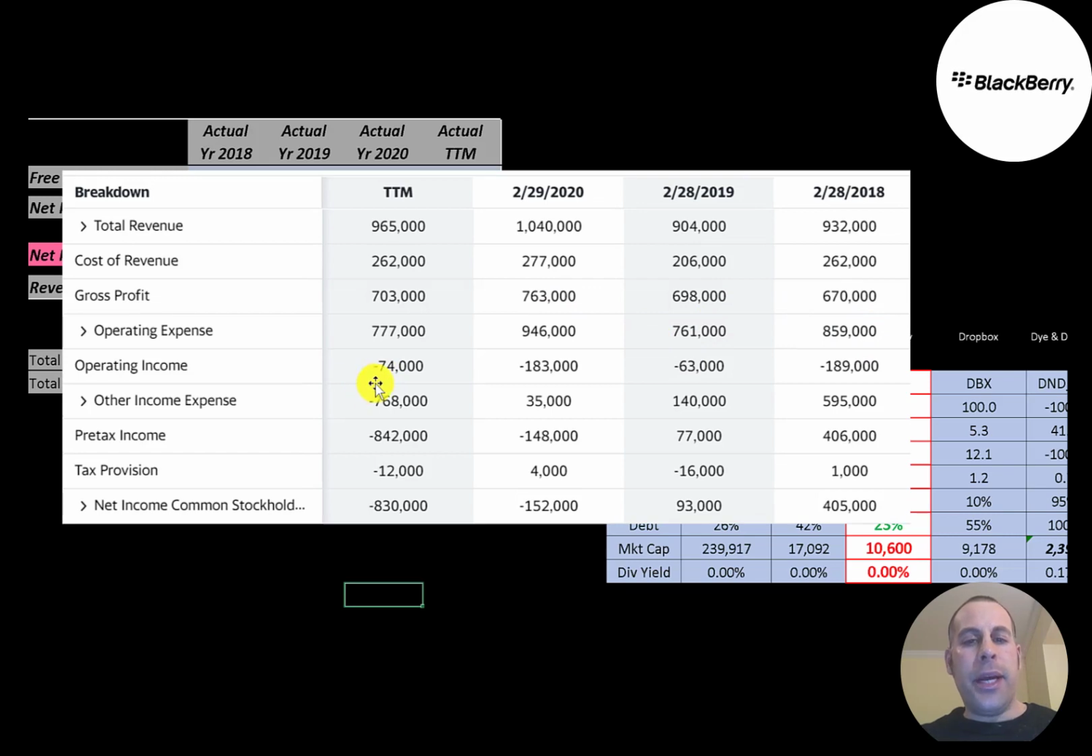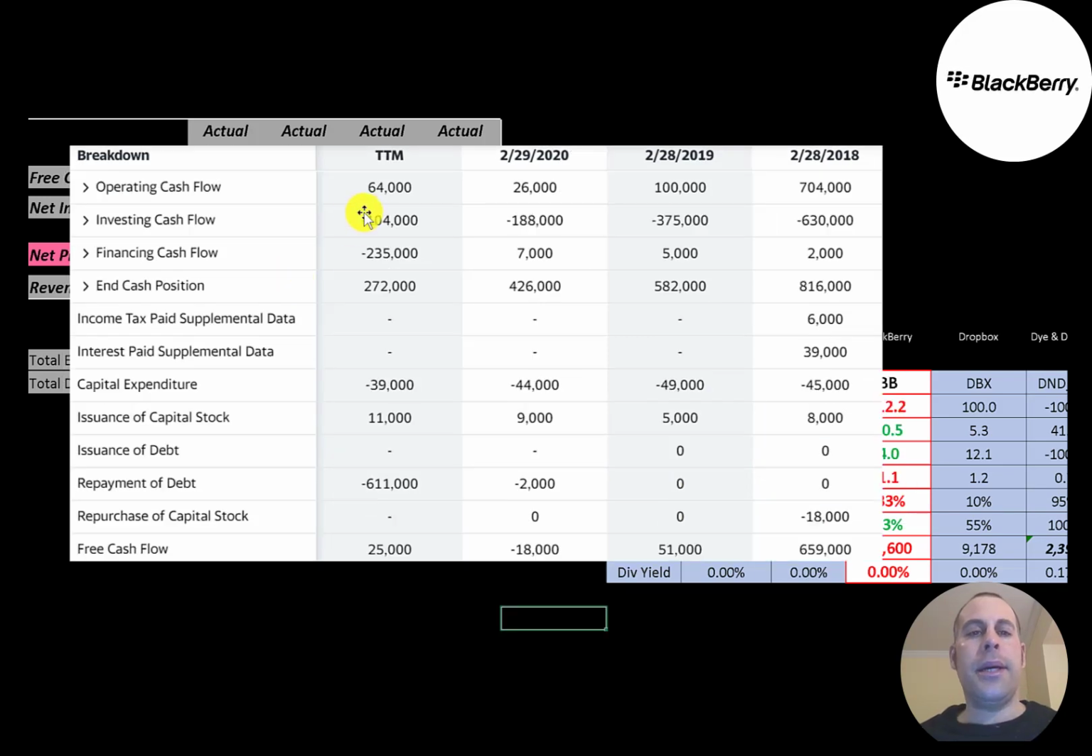That's not a good sign. Below that is other income and expenses. And they had a negative $768 million in the trailing 12 months. This is mainly from an asset impairment. So the company had a big negative net income in the trailing 12 months. The reason they had positive net income in 2018 and 19 was they had a gain in other income and expenses.